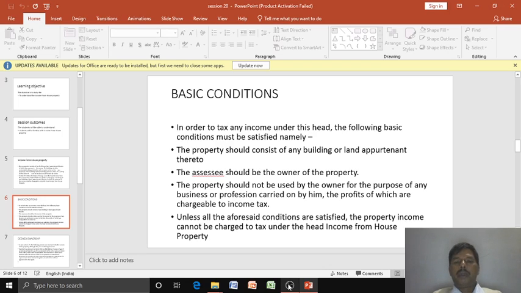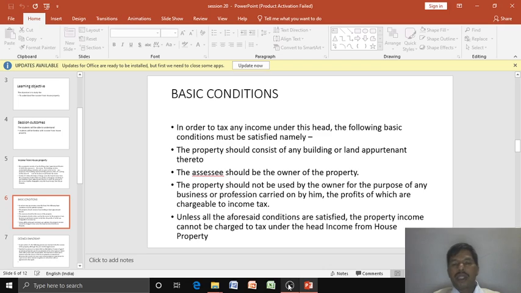The assessee should be the owner of the property. To charge tax on income from house property, the assessee should be the owner. The property should not be used by the owner for the purpose of any business or profession carried on by him. If it is so, it cannot be chargeable to tax under income from house property, the profits of which are chargeable to income tax.